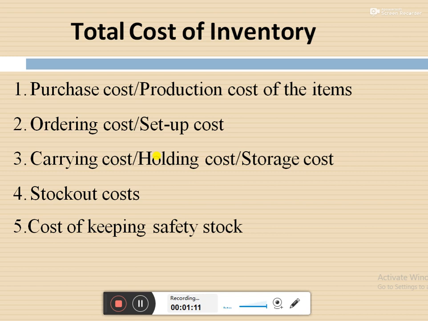As we know, there are different types of costs included in inventory management. These are purchase cost or production cost of the items. Second, ordering cost or setup cost. Third, carrying cost or holding cost or storage cost. Fourth type is stock out costs, and fifth is the cost of keeping safety stocks. So while dealing with practical situations of inventory management, we should keep in mind all these different types of costs.